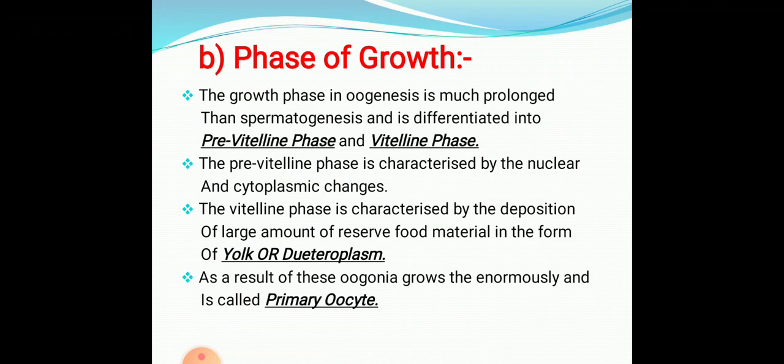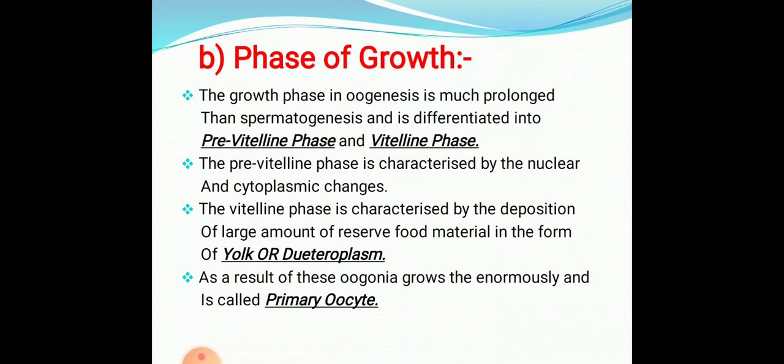In spermatogenesis, there is no vitellogenesis in the males. Here in the females there is an egg, no? That's why yolk deposition takes place. So the vitelline phase is characterized by the deposition of a large amount of reserve food materials, which are in the form of yolk or deuteroplasm.